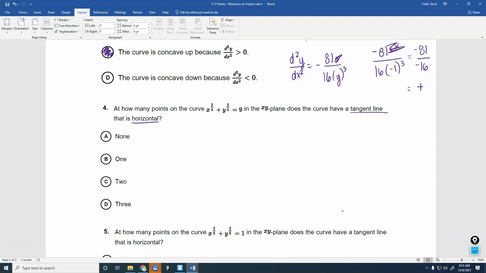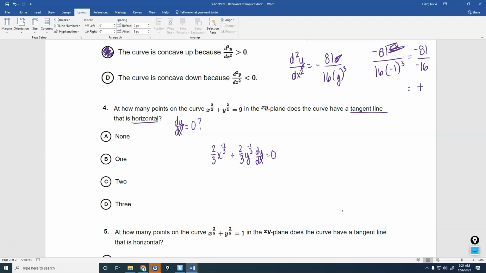Slope of 0, and what do we use for the slope? Derivative. dy dx equals 0. So we want to know how many times the derivative equals 0. So we need to find the derivative of this. We will get 2/3 x to what power? Negative 1/3 plus 2/3 y to the negative 1/3. And what does that need with it? dy dx. And that will equal 0.